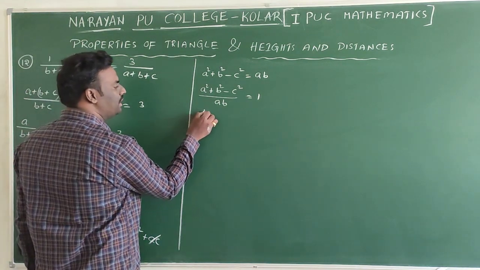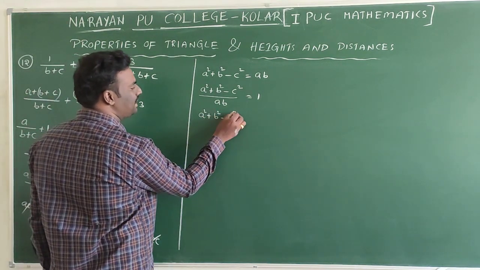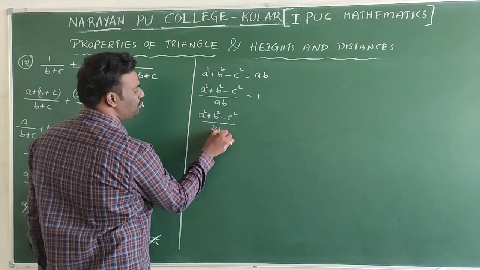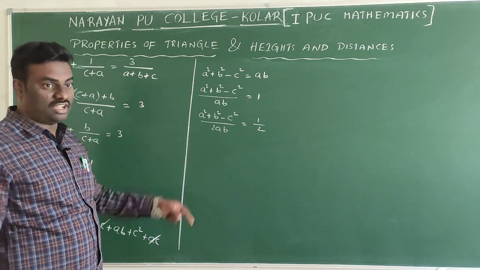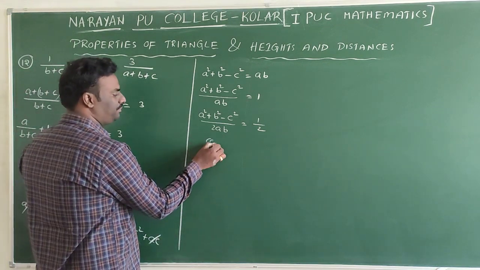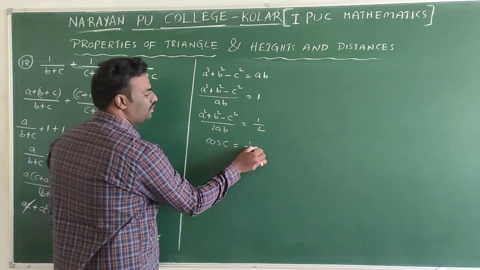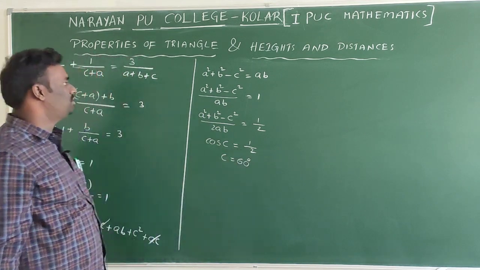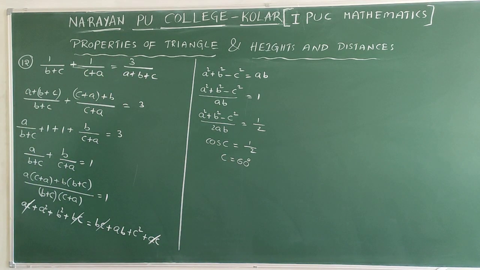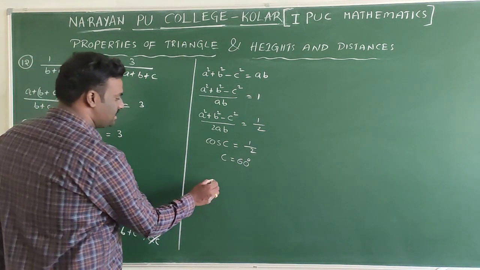Now A square plus B square minus C square by 2AB is equal to 1 by 2. This is the formula for cos C in the cosine rule. When the cos value is 1 by 2, cos 60 is 1 by 2. So the answer is 60 for question number 12. That is nothing but option B is the correct answer.